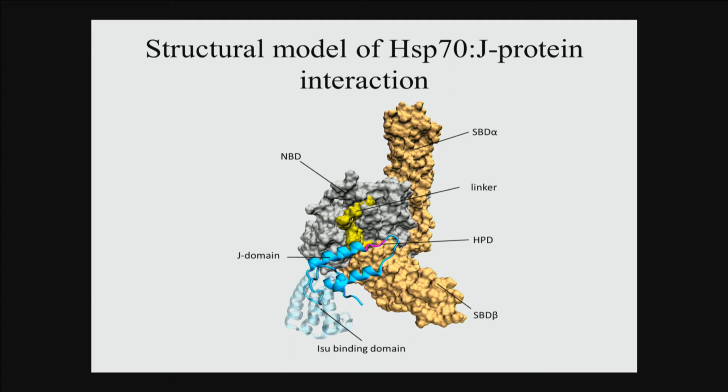So here's our structural model. That's the substrate binding domain, nucleotide binding domain, and the J protein bound here. The HPD loop packs tightly at the interface between these domains.